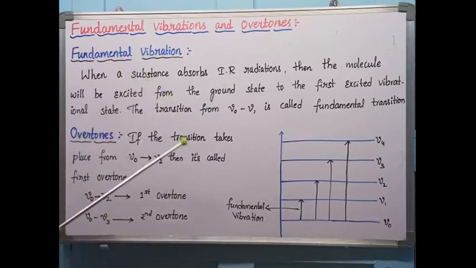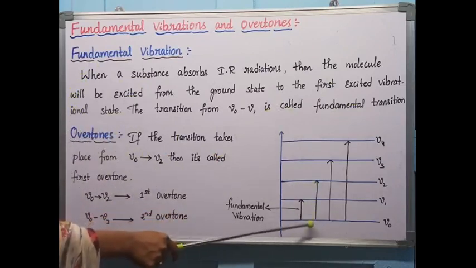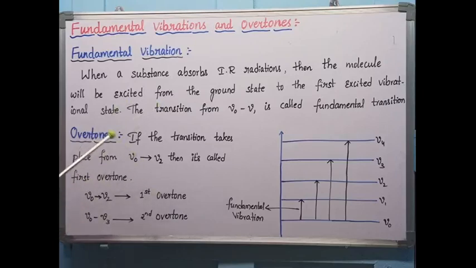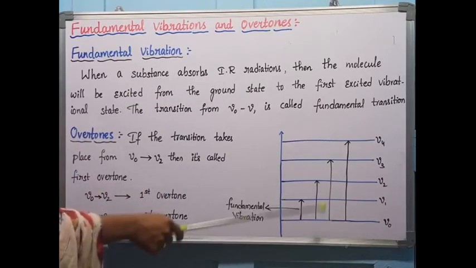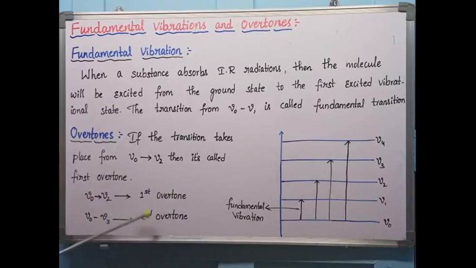If the molecule excites from mu naught to mu 1, that means ground state to first excited state, we will call that a fundamental transition. Okay, so if the transition takes place from mu naught to mu 2, then it is called the first overtone. If the same transition takes place from mu naught to mu 3 excited state, we'll call this the second overtone. Okay, so next, if transition is taking place from mu naught to mu 4, then it is called the third overtone.